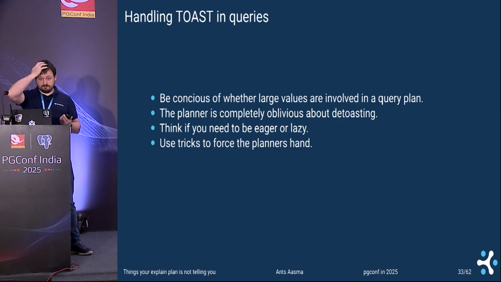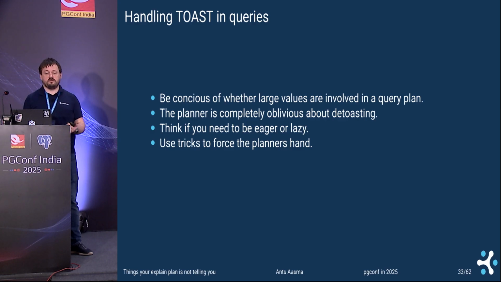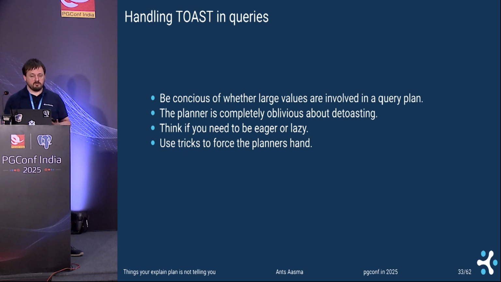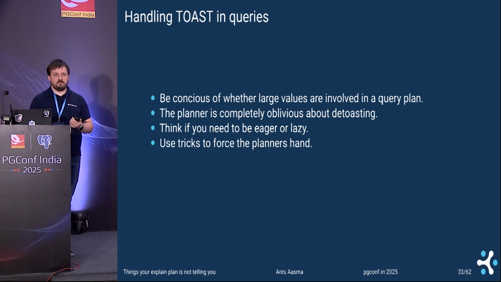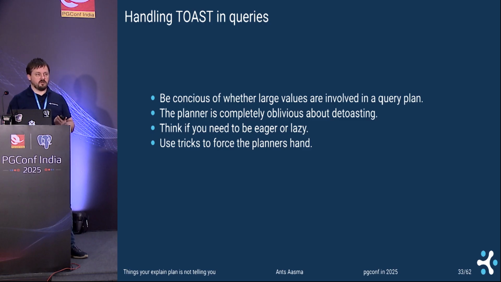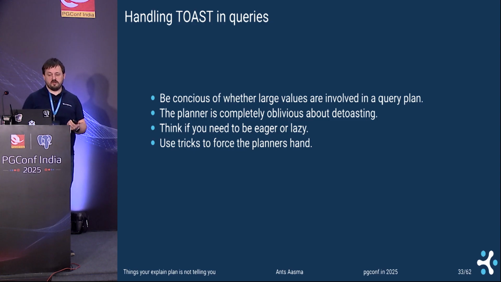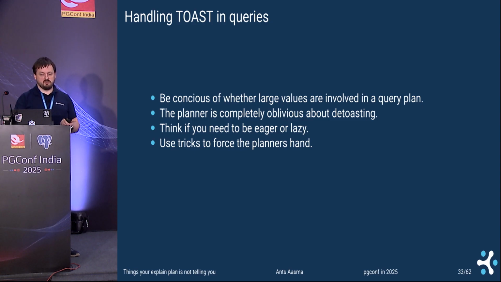So to recap, how do you handle toast in queries? You need to be conscious about whether you even need to worry about this. If all of your columns are ints, you don't need to care. But if you have some megabyte-sized JSON documents or some text fields that are huge, then keep track of where they are used. And know that the Postgres planner is not your friend here. The Postgres planner has no idea about detoasting, and even worse, because the statistics think that the detoasted value is small, it even has the wrong idea about the cost sometimes.